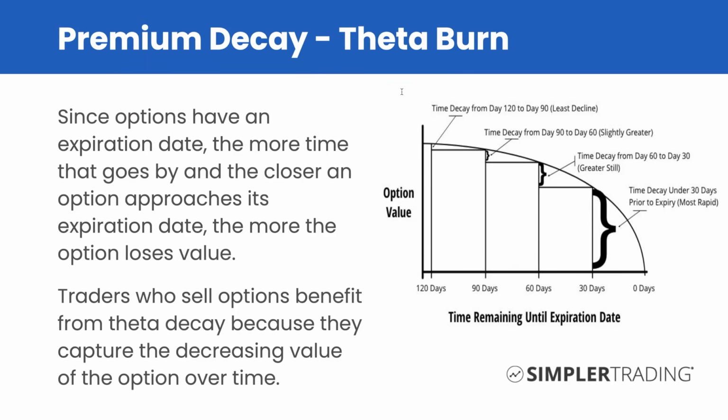So premium decay, theta burn. Since options have an expiration date, the more time that goes by and the closer an option approaches its expiration date, the more the option loses value. Like we've covered, traders who sell options benefit from this theta decay because they capture the decreasing value of the option that they sold over time. And again, there's that graph showing you that your fastest decay, which is a negative if you're long premium and is a positive if you're short premium, occurs right around that 30-day window.